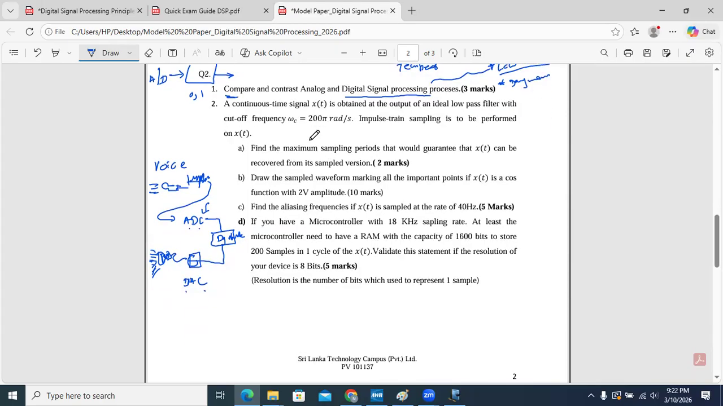So now we are going to have the sampling. Here you can see that we are going to have the sampling. There is a signal x(t), and the signal is sampled to have an impulse train. Once you sample it, you will have the impulse train.